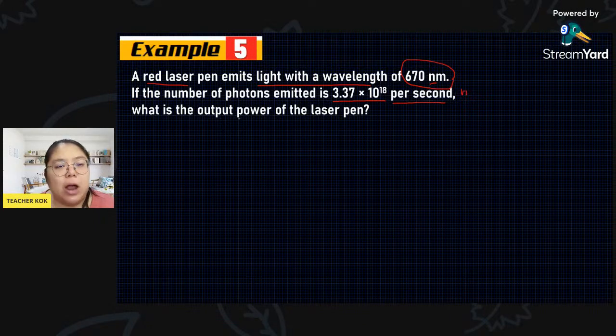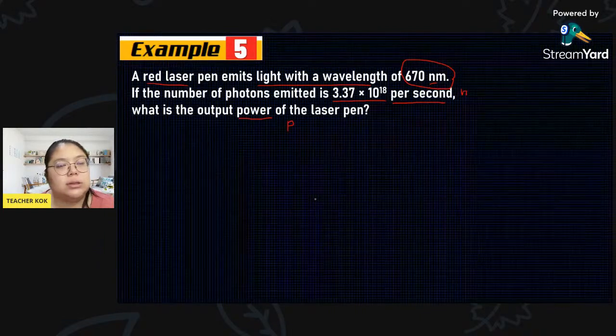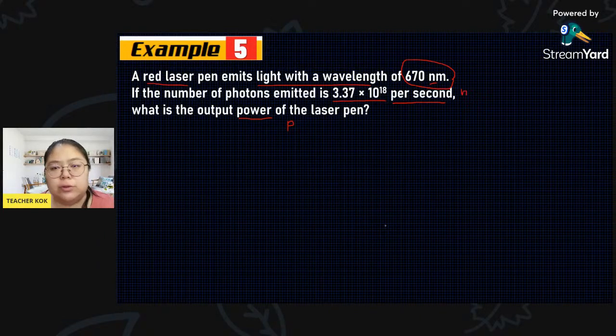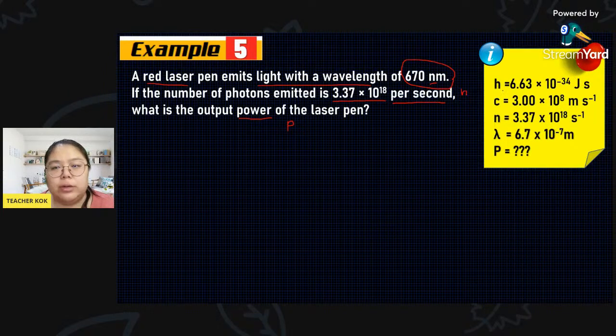So what is the output power? The question, what I want to find is the power. So what we need to know, we need to list out all the things. Planck, I called you already. The Planck, you must remember the constant number. Then the speed of light, you also need to remember. After that, we key in all the things. N is 3.37 to the power of 18. The lambda is also provided, so I want you to convert nanometer to meter. So from here, we find it.